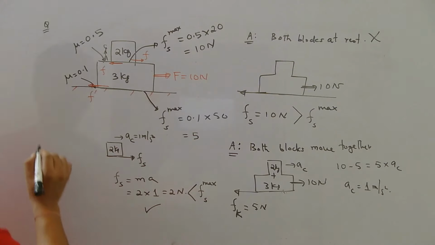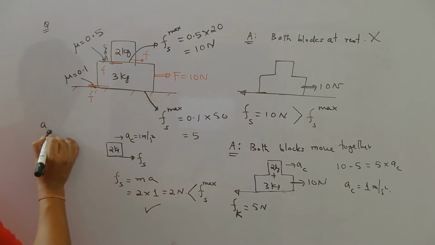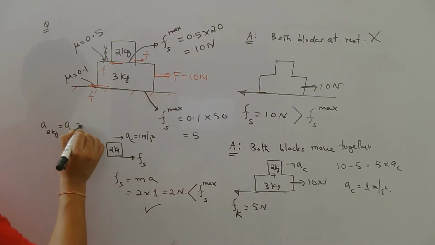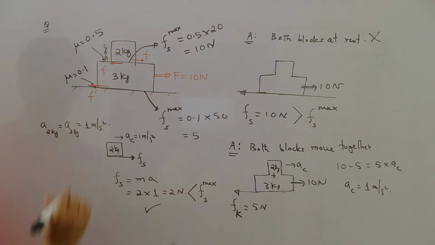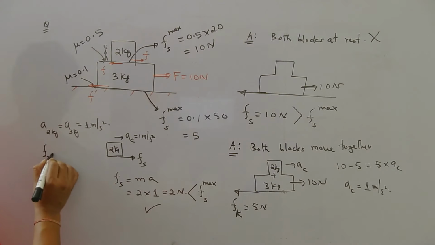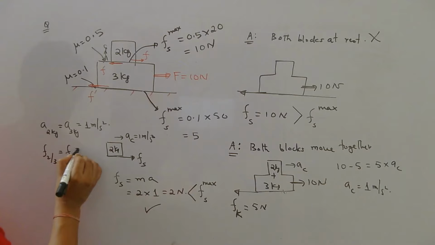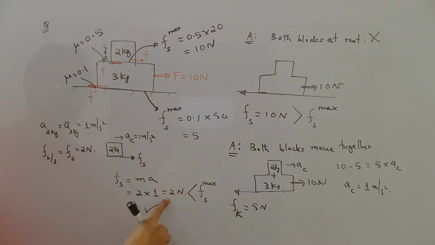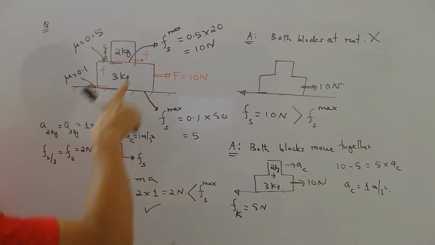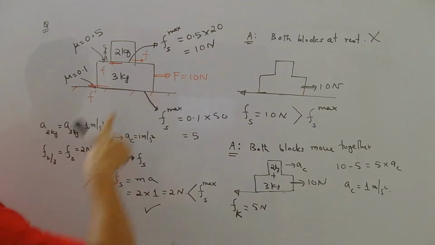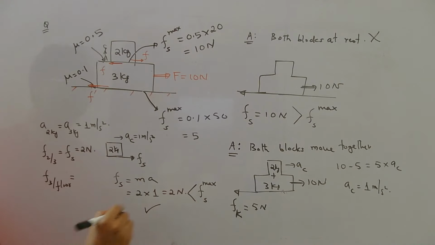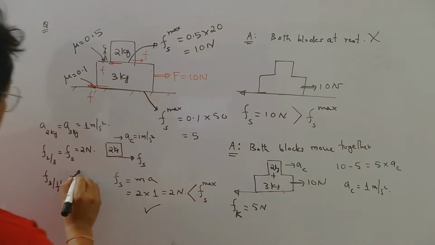And therefore, what will be the answer for this question? Acceleration of 2 kg and acceleration of 3 kg, both will be same, 1 meter per second square. Friction between 2 and 3 will be static, which is F equal to ma, 2 Newton. Right? This is the static friction, not the max value. Maximum value is 10 Newton, so it's not matching. And friction between 3 and floor is here 5 Newton, which is kinetic. Okay.